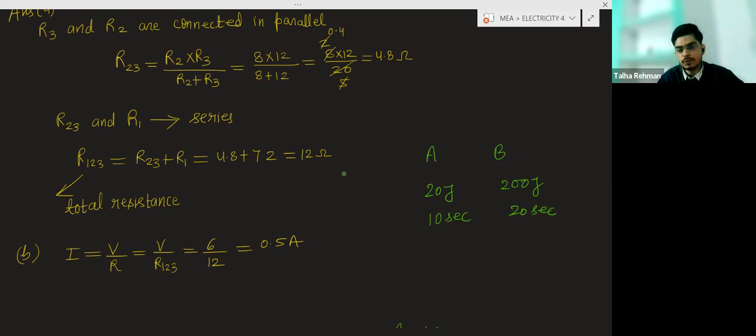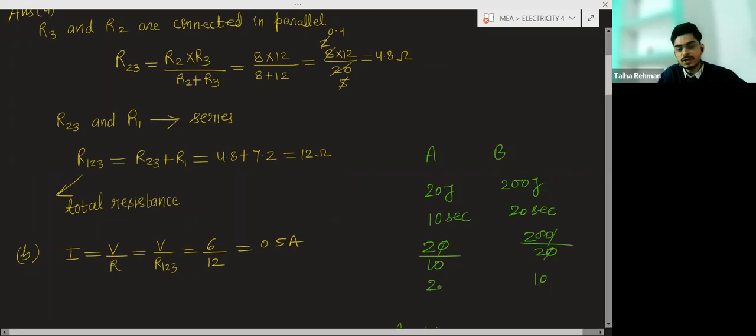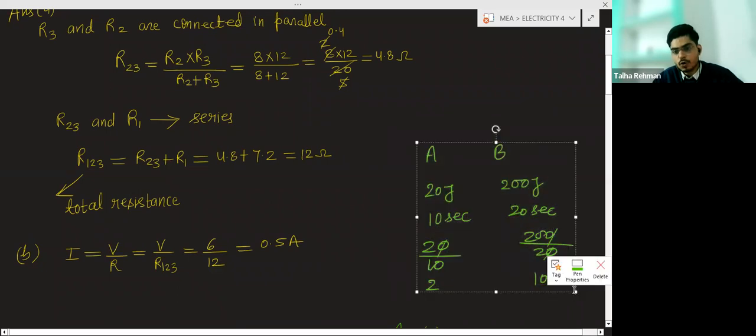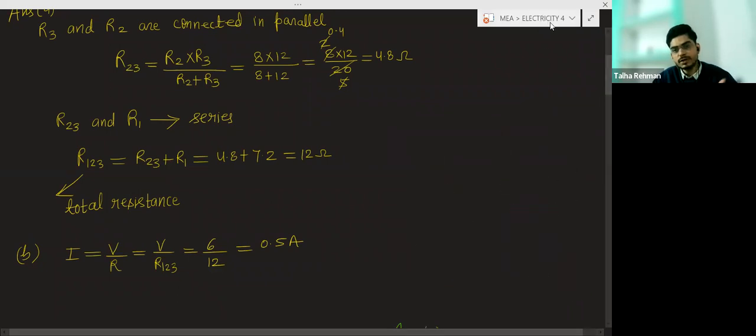When you calculate the power, basically power is the rate of doing work. Rate of doing work means work divided by time, work done per unit time. So work done is 20, time is 10; work done is 200, time is 20. Power is 2 for A, and it will be 10 for B. The unit we will discuss later. Basically, what is the SI unit of power? So the power of B is greater than the power of A.